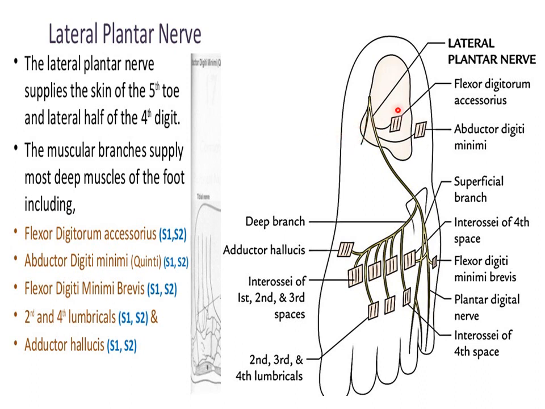In the back of the leg, the tibial nerve supplies the soleus, flexor digitorum longus, flexor hallucis longus, and tibialis posterior. This we have discussed in yesterday's class about the muscles, origin, insertion, nerve supply, action. The muscles of the back of the leg are supplied by the tibial component of the sciatic nerve.